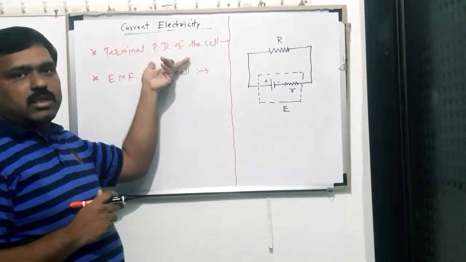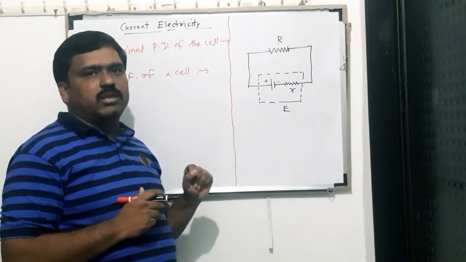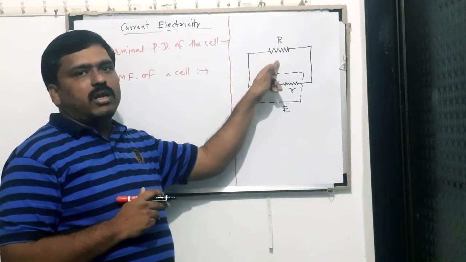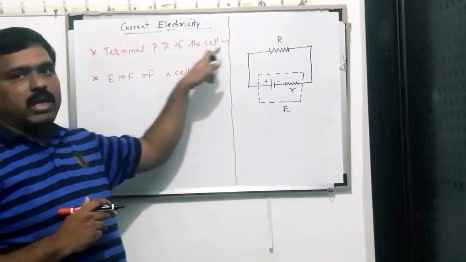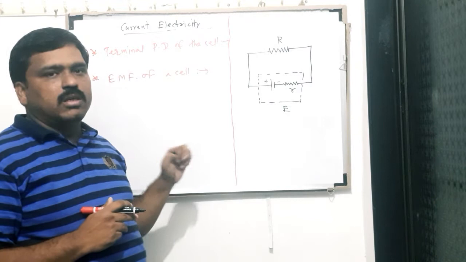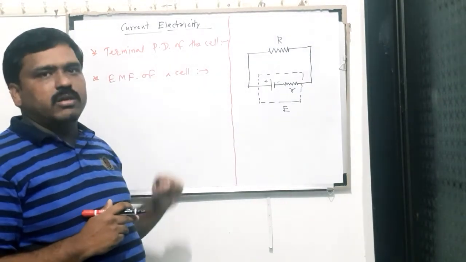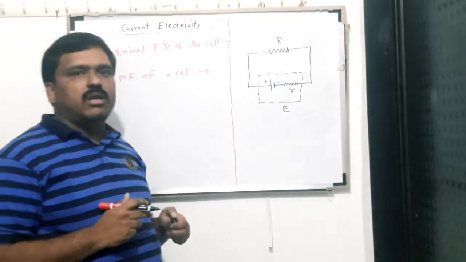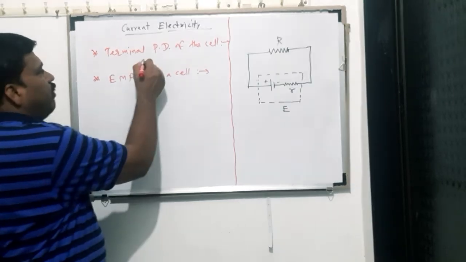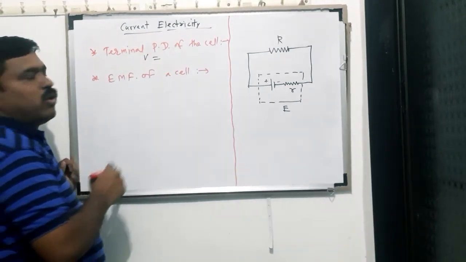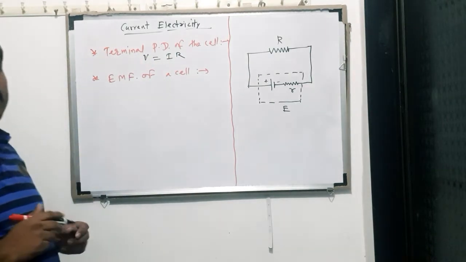It is the energy spent to circulate a unit charge once around the circuit through an external resistance only. Terminal PD of the cell is defined as the energy spent to circulate a unit charge once around the circuit through an external resistance only. This terminal PD is denoted by capital V, and it is the product of current into resistance.